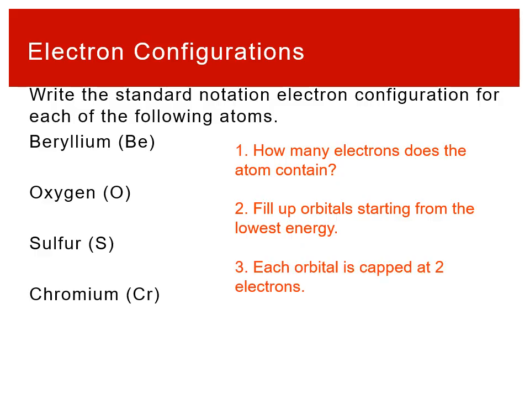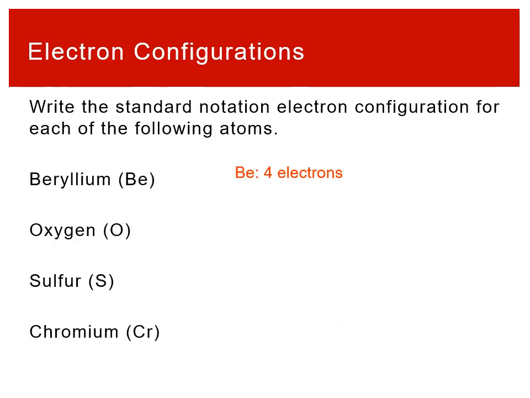And each orbital is capped at 2 electrons. So in an s subshell, because there's 1 orbital, 1 times 2, 2 total electrons. In a p-type subshell, 3 orbitals, 2 electrons per, gets me 6. In a d-type subshell, 2 electrons per orbital, 5 orbitals, gets me 10.